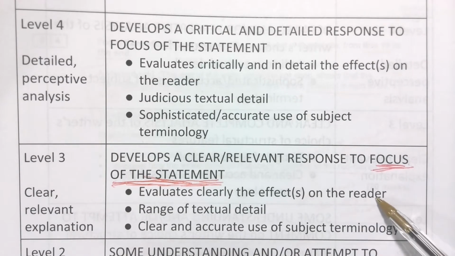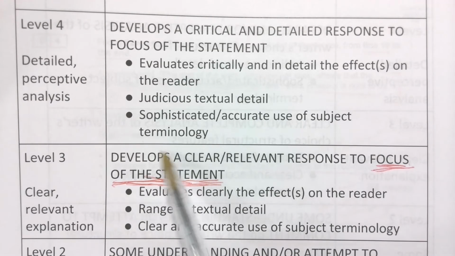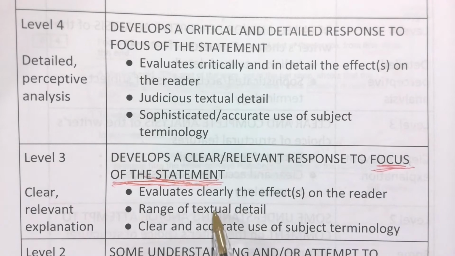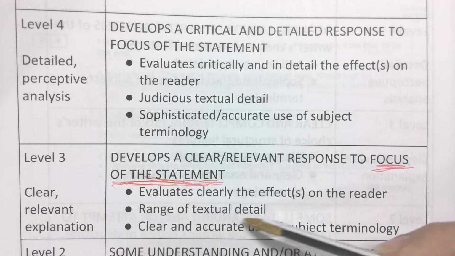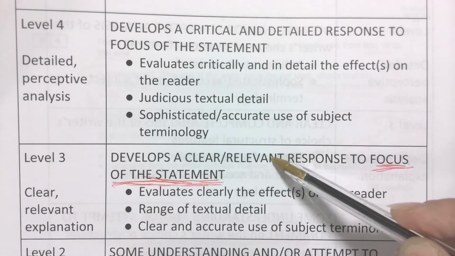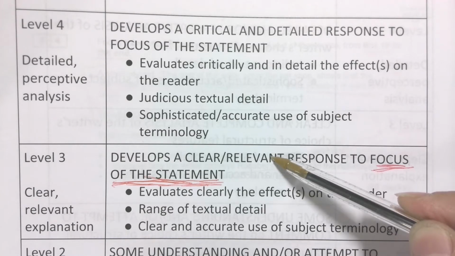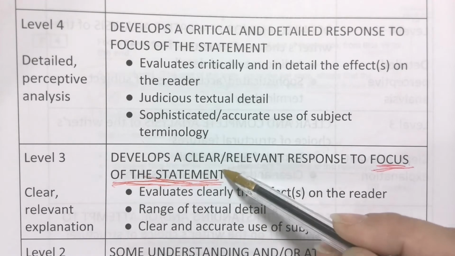Now level 3, all you need to do, and again, in order to get into each level, you only need to do this once. It's better if you do it throughout because that'll get you more marks. But you only need to be clear one time to get into level 3. Remember, it's this bit here that puts you in level 3. These other bits are what help gain more marks within that level. So if you have mentioned the effect on the reader, if you have textual detail, if you use your subject terminology correctly, but you don't have a clear response to the focus of the statement, then you will not get level 3, guys. So all of these are important, but this is not what determines the level.